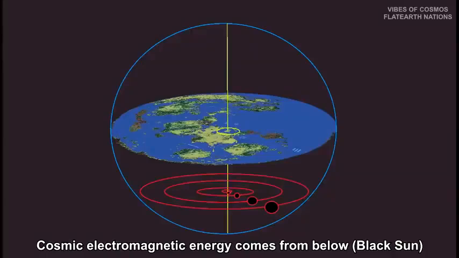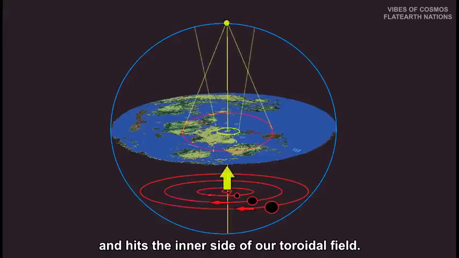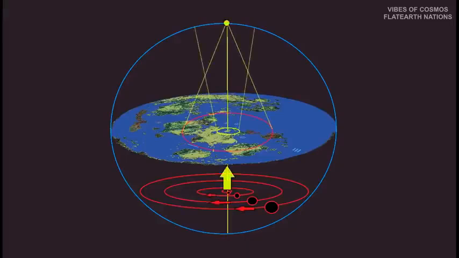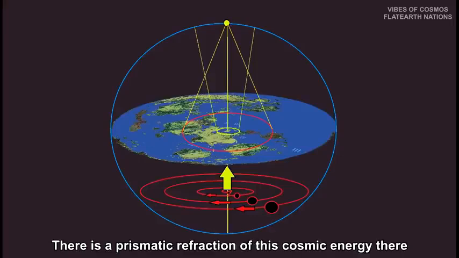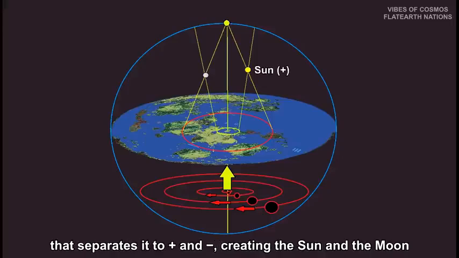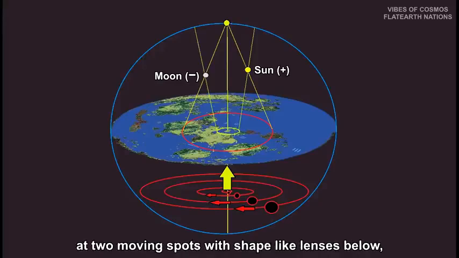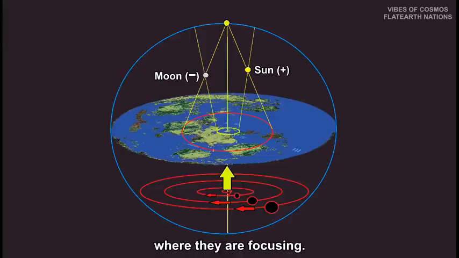Cosmic electromagnetic energy comes from below, black sun, and hits the inner side of our toroidal field. There is a prismatic refraction of this cosmic energy there that separates it to plus and minus, creating the sun and the moon as two moving spots with lens-like shapes below where they are focusing.